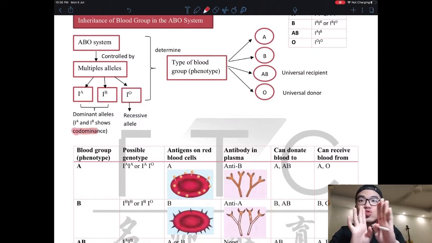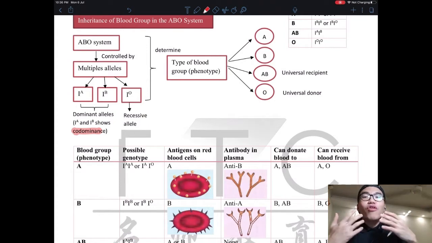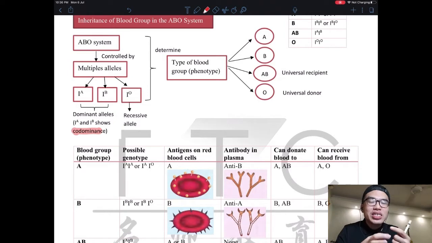Co-dominance. Co means together. They are both the winners. So if they are both present, they both have to exist, and they will both show in your phenotype. Remember, it's phenotype. Genotype is what the gene is. Phenotype is what you can see, like tall is a phenotype, short is a phenotype. So we have 3 alleles here, and of course the O is the recessive one. A and B are the dominant ones. I hope you know where I'm trying to go.